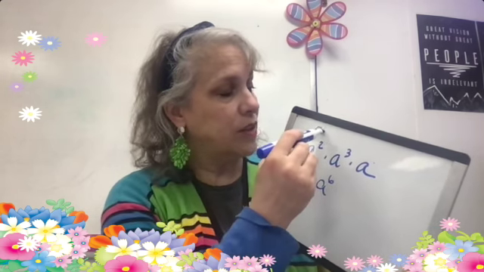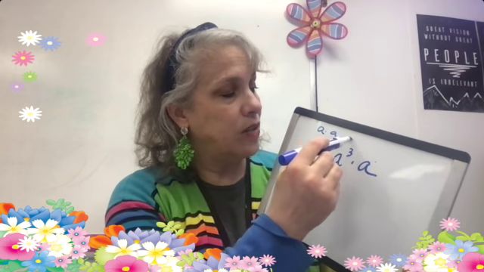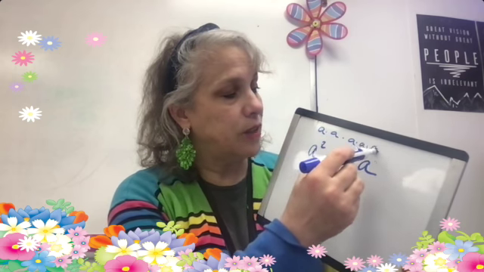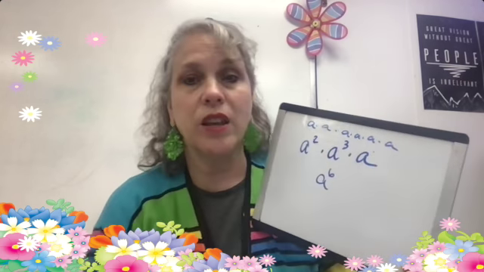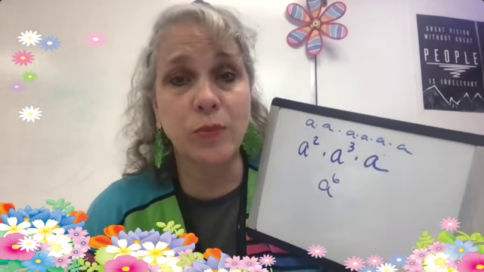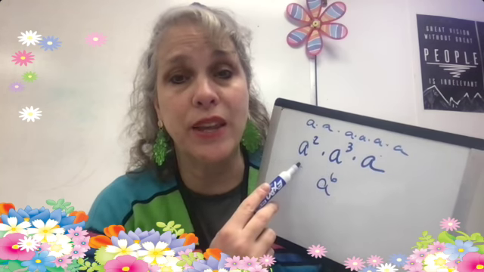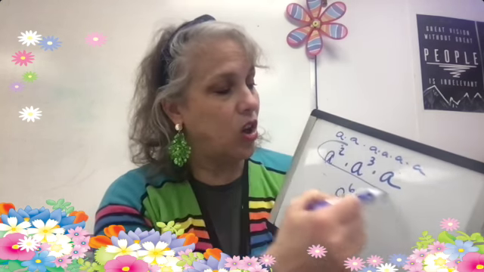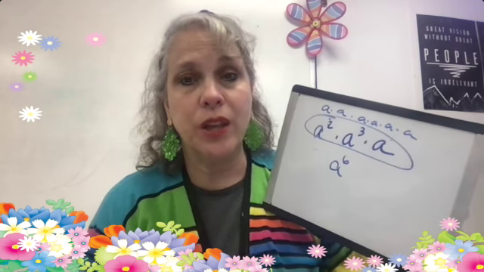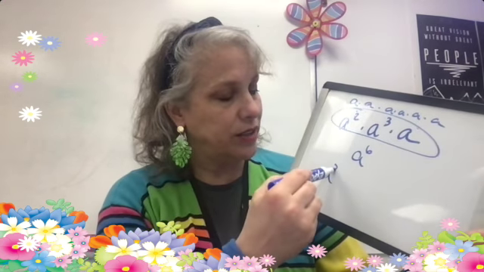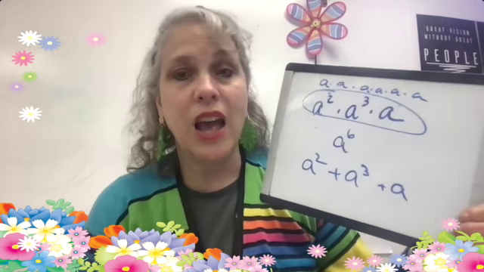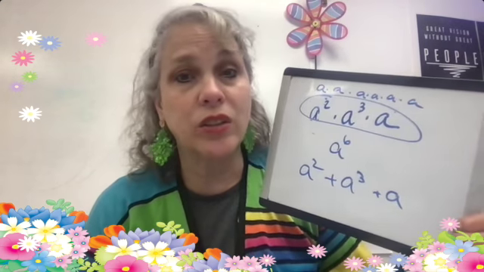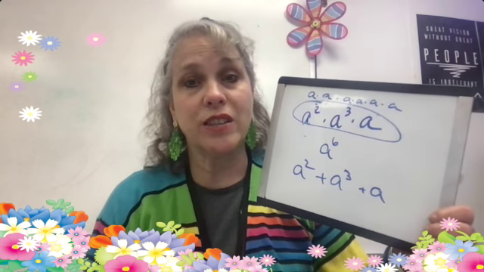So you can think of this as a times a, and this one is a times a times a, and another a. 1, 2, 3, 4, 5, 6. So I can just add the exponents if I have the same base. But this is all one term. If I had something like this, a squared plus a cubed plus a, I cannot combine those at all. I would have to leave it just like this.